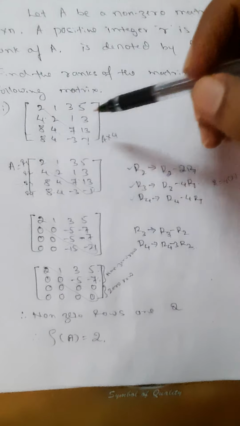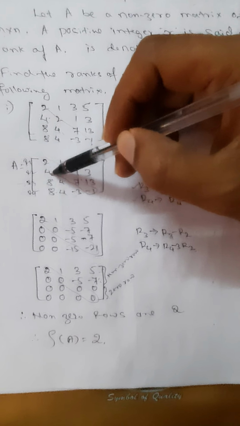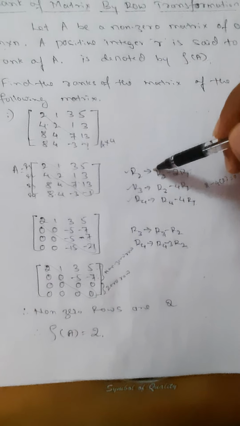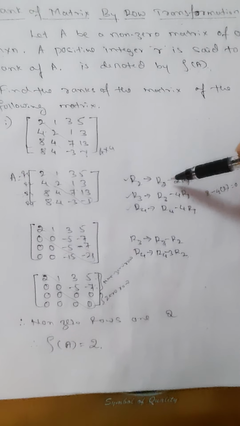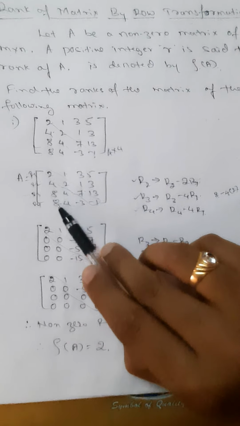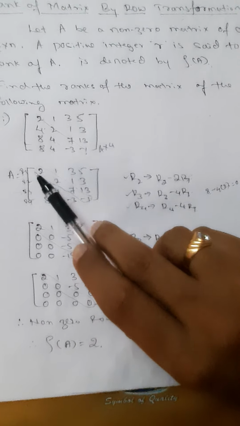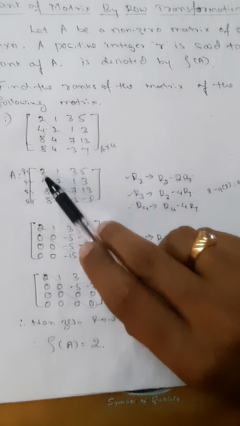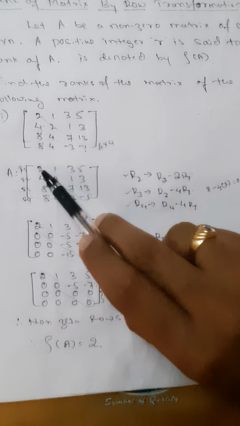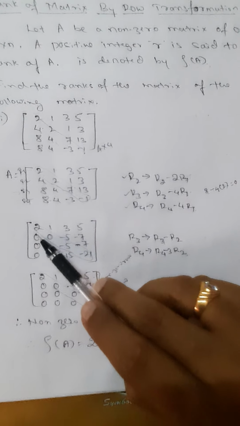In the first step we have 4 here. This 4 we have to convert into 0 by using the row transformation. The row transformation is r2 minus 2 r1; it depends upon the number in the column. So r2 is 4 here, minus 2 into r1. 2 into 2 is 4, and 4 minus 4 is 0. So this 4 will become 0.